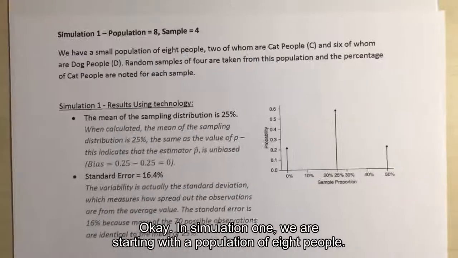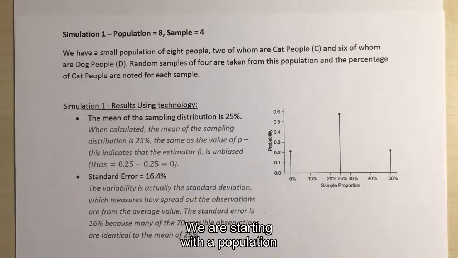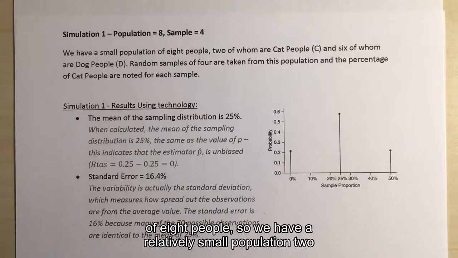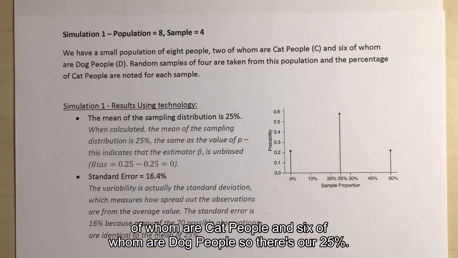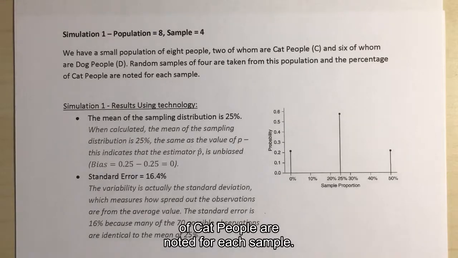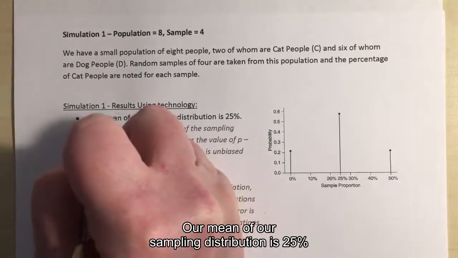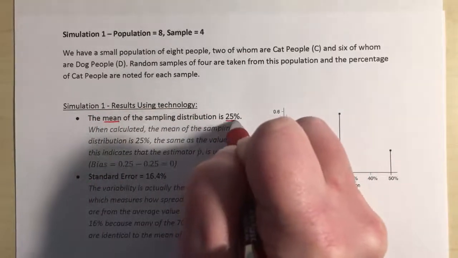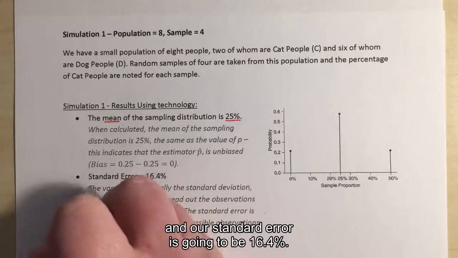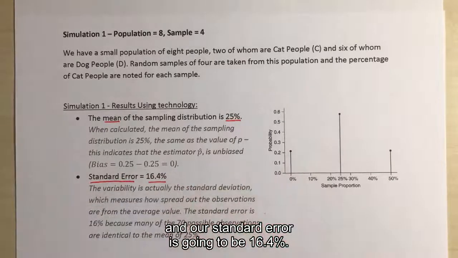Okay, so in simulation 1, we are starting with a population of 8 people, so a relatively small population, 2 of whom are cat people and 6 of whom are dog people, so there's our 25%. Random samples of 4 are taken from this population, and the percentage of cat people is noted for each sample. The mean of our sampling distribution is 25%, and our standard error is going to be 16.4%.